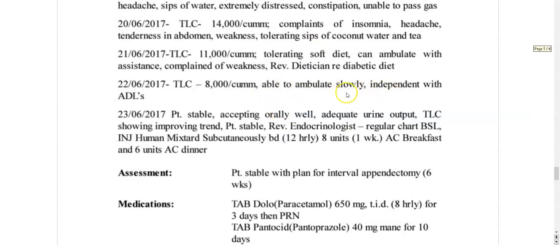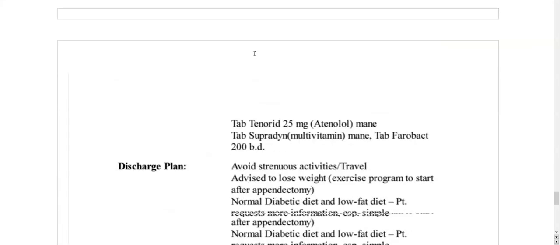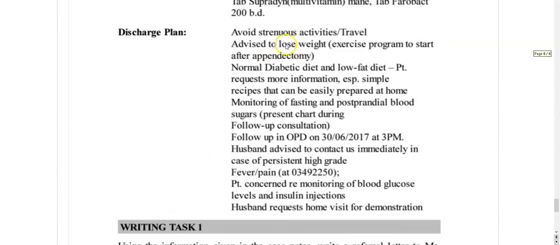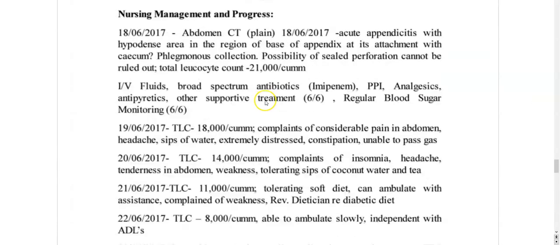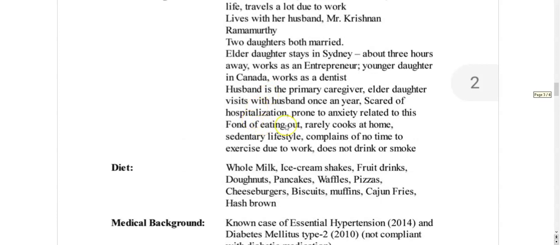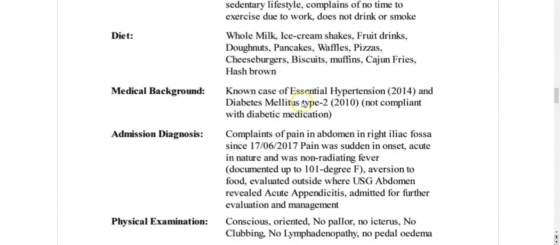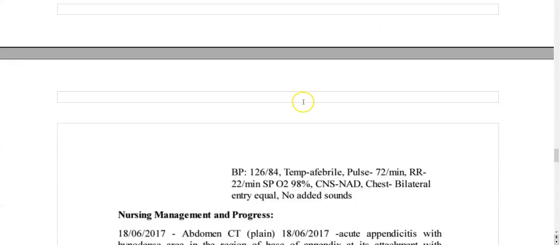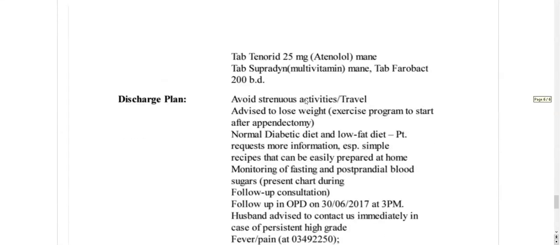She could ambulate, independent, with activities of daily living. Again, do I really need all this stuff? So, discharge, so advice to lose weight. Now, patient, you see now we're coming to it. I'm just going through these notes in order. So, anxiety, she doesn't want to go back into hospital. Doesn't cook, so she needs some advice. You can maybe put something there.